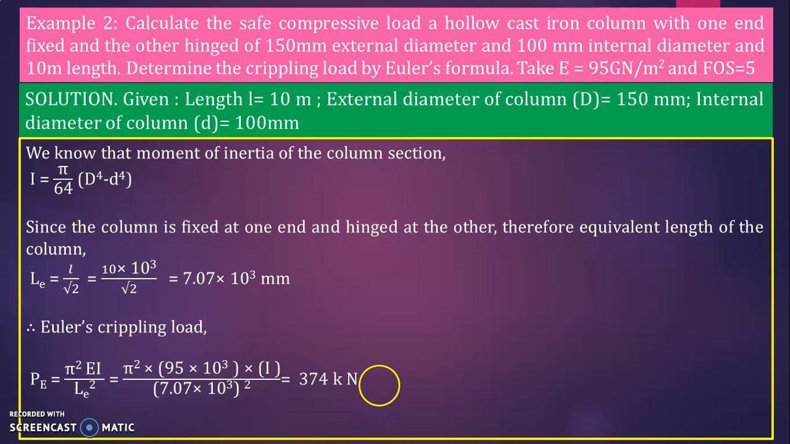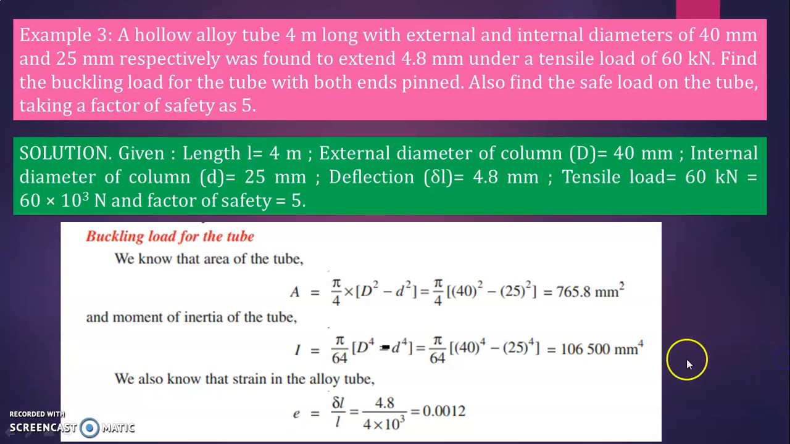We want the safe compressive load. So safe compressive load is equal to PE divided by factor of safety. The factor of safety is 5. So 374 divided by 5, this is equal to 74.8 kilonewton. So in this way you can calculate what is Euler's crippling load and what is the safe load. Okay, we'll take one more example.